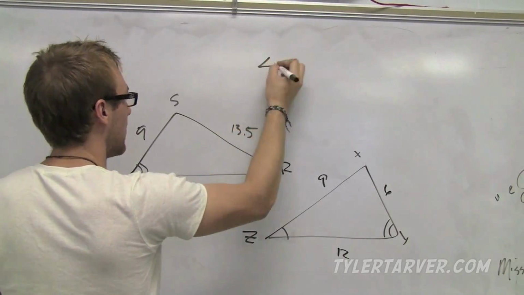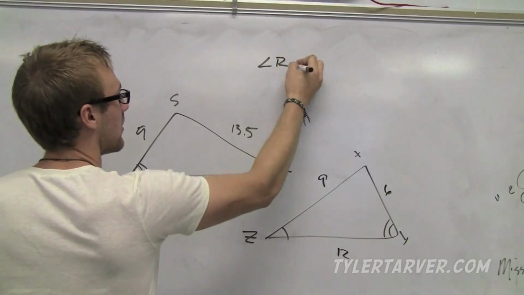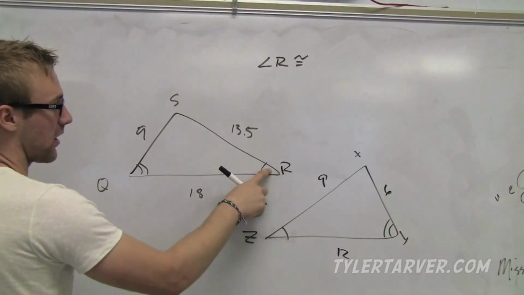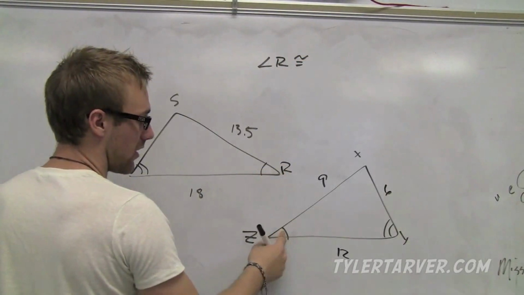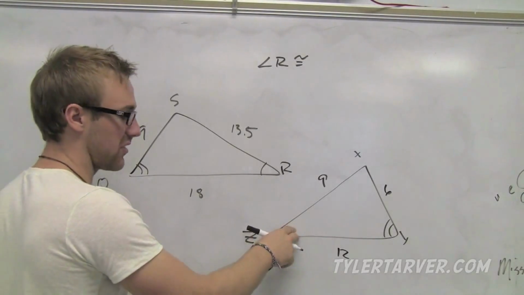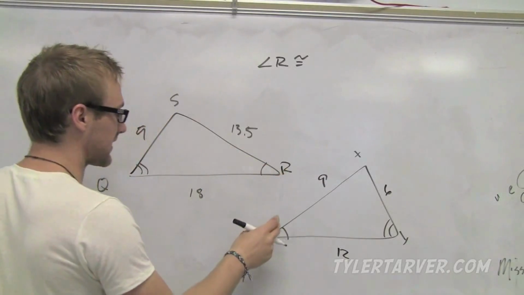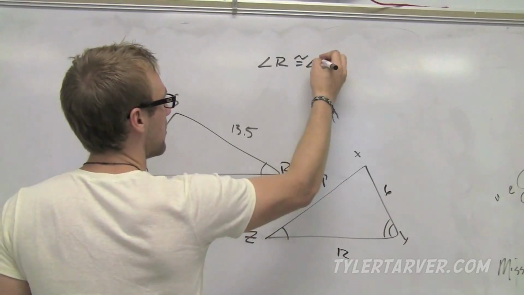Yeah, okay. Let's match up angle R, okay? Angle R has one mark. The angles are going to be equal when they're similar. If this is 30, this is going to be 30, okay? They're going to be the exact same. They're not similar, they're not proportional, they are the exact same. So R matches up with angle Z.